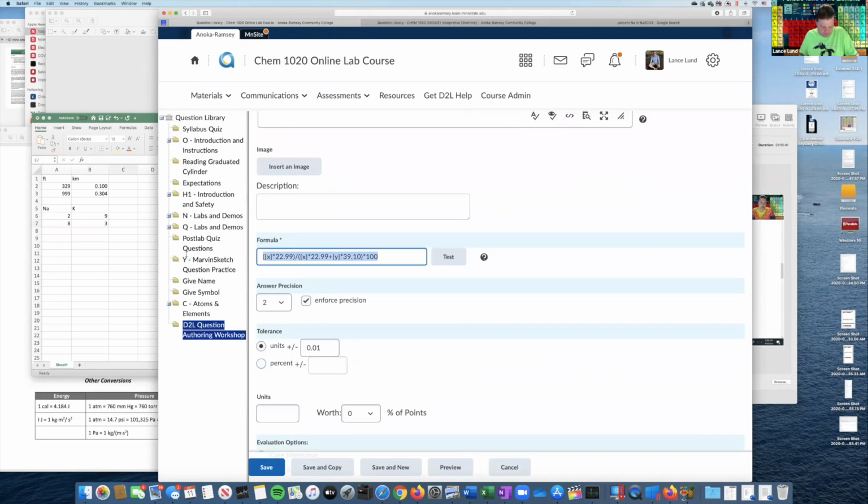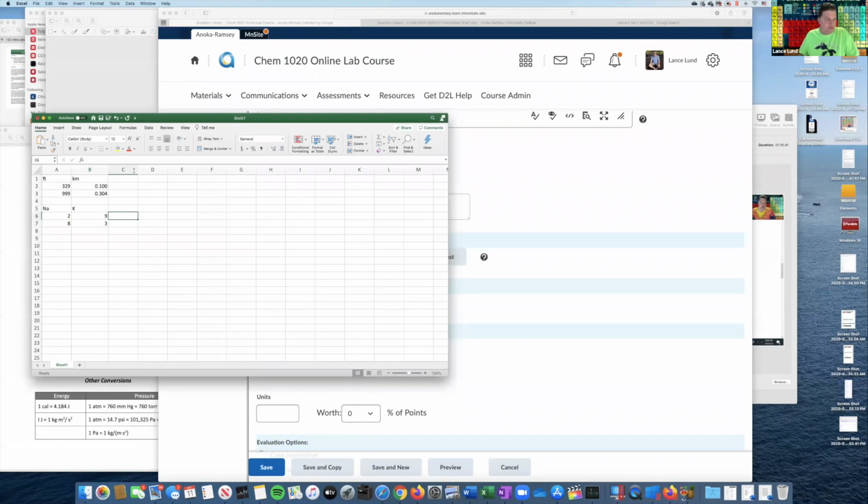so I don't have to rewrite this, I'm going to copy this. We'll paste it over here. Oh, that's just going to be more work than necessary. We're going to take whatever is in this cell right here, and we're going to change this to A6, and we're going to change this here to B6.